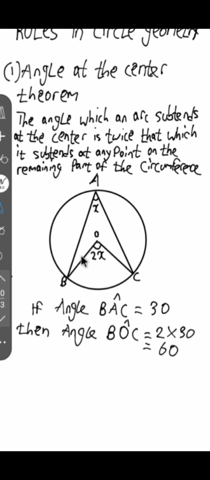The angle obtained at the center for this arc BC is twice the angle at any point on the circumference, which is half the angle at the center. So if here is 60, here will be 2 times 60, which is 120. Now if you look at this place, this is the angle at the circumference. It is x. So here is going to be 2x. Now if here is 30, here is going to be 2 times 30, 60. So this is the angle at the center theorem. But let's look at the next rule.